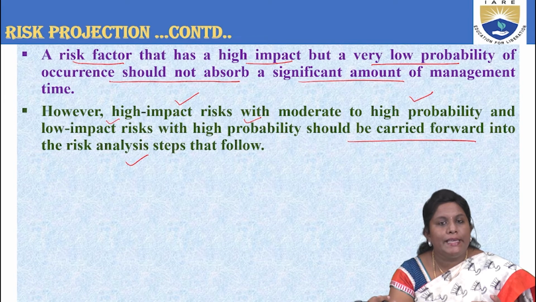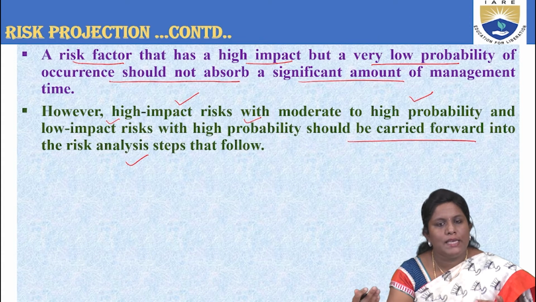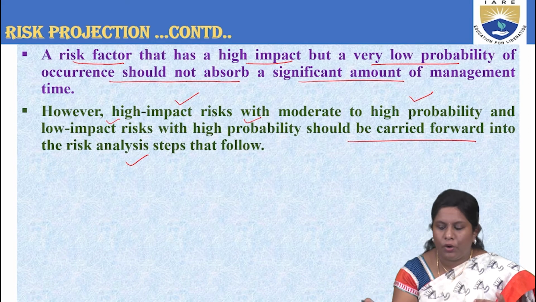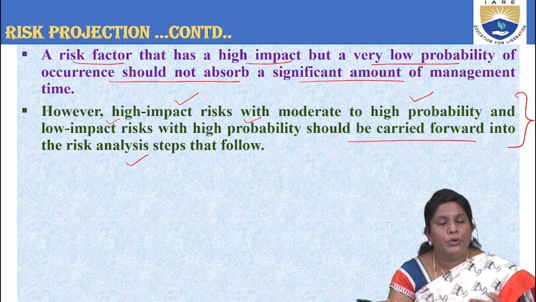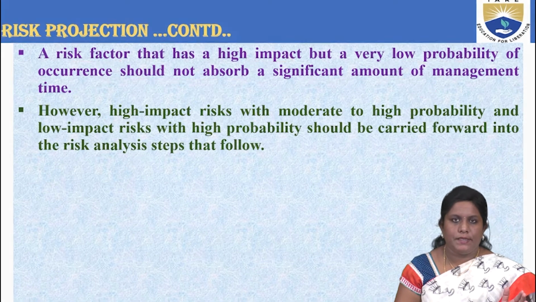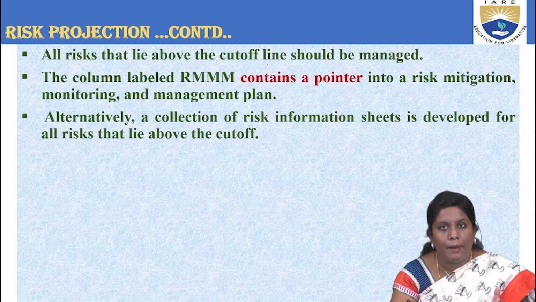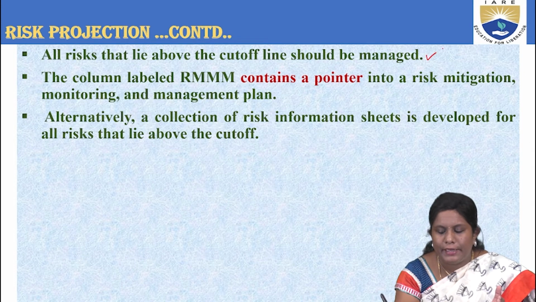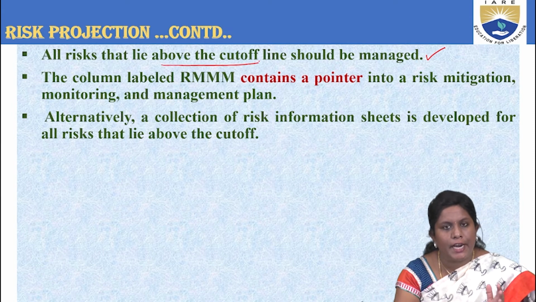As I told you, the risks that are above the cutoff line, we need to concentrate on. The risks that are below the cutoff line, we can ignore for a while once the above things are sorted out. Now, on what things do you need to concentrate? We are supposed to concentrate on high impact risks with high probability. To focus on all these things, we are supposed to follow some particular steps. All risks that lie above the cutoff line should be managed and focused on.